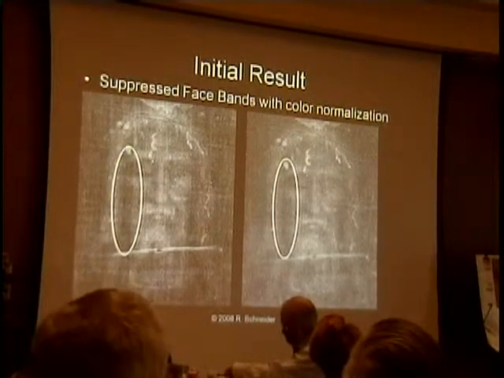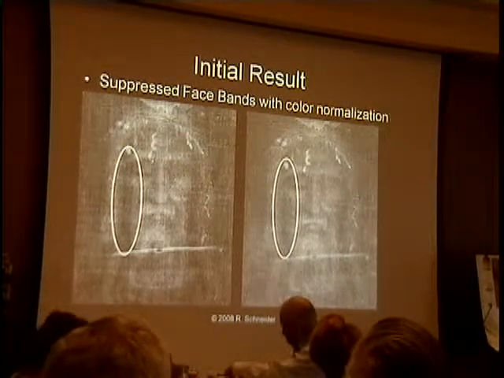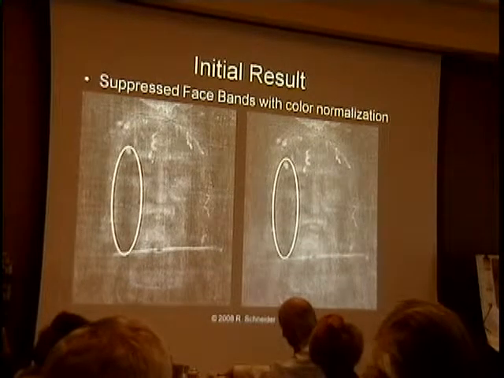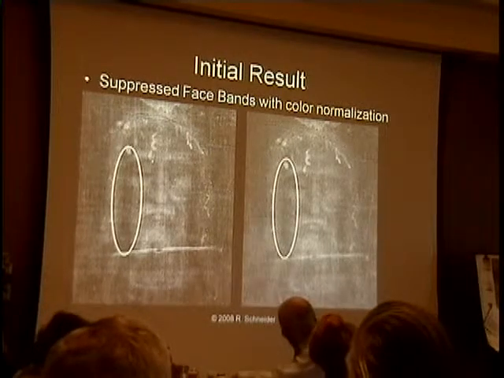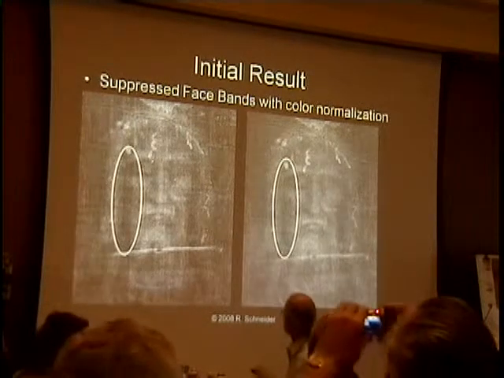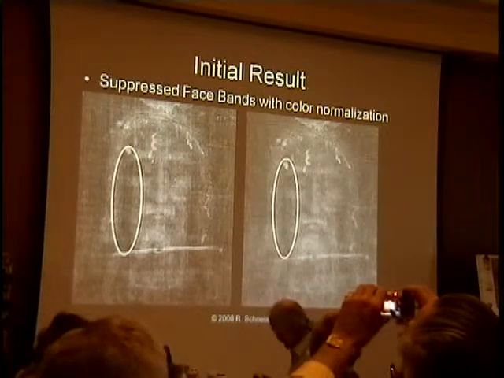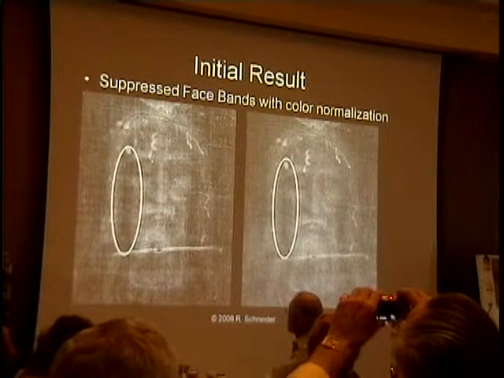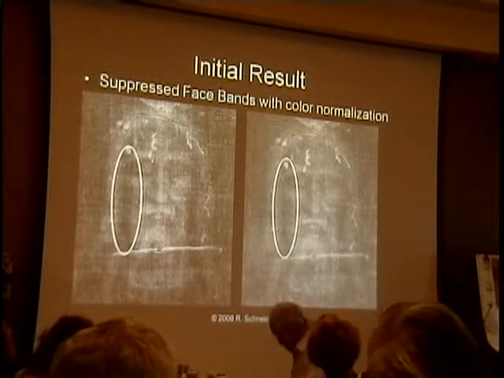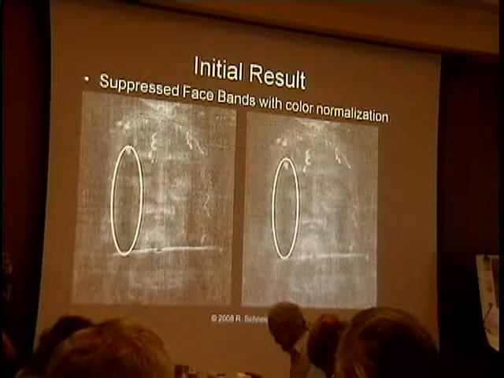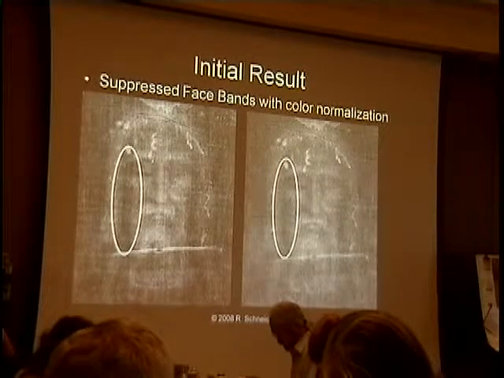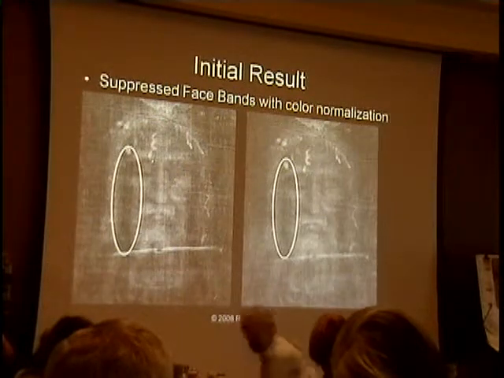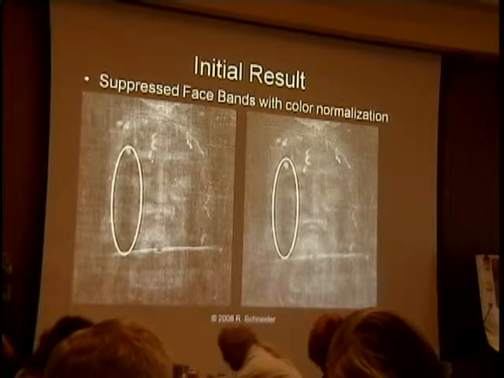The initial result: I started out by taking some of Barry's images and trying to figure out how to do some manipulation of the images on a point-by-point basis. One of the things I wanted to do was to understand the banding better. Banding has always been a big interest of mine, and I wanted to normalize the image. So one of the first experiments I did was to normalize the image in red.